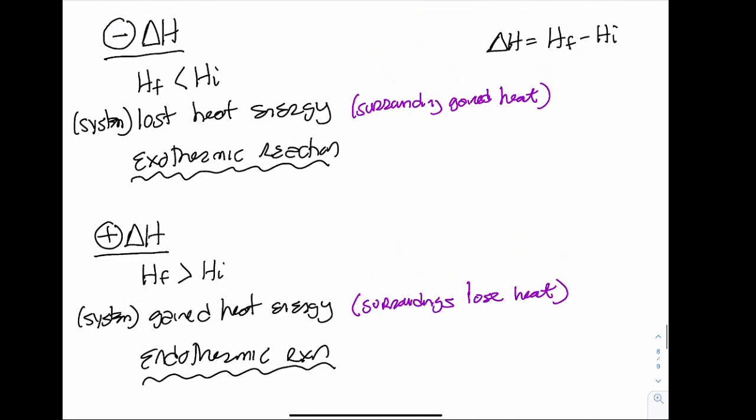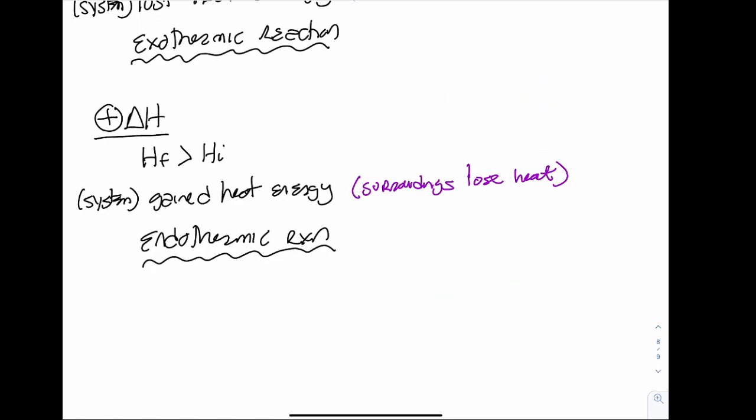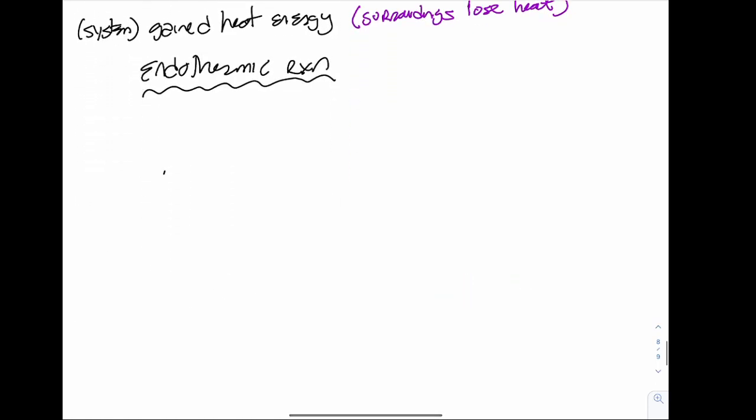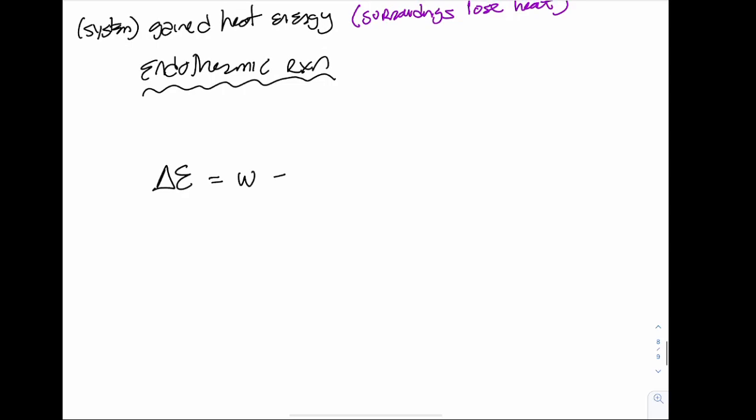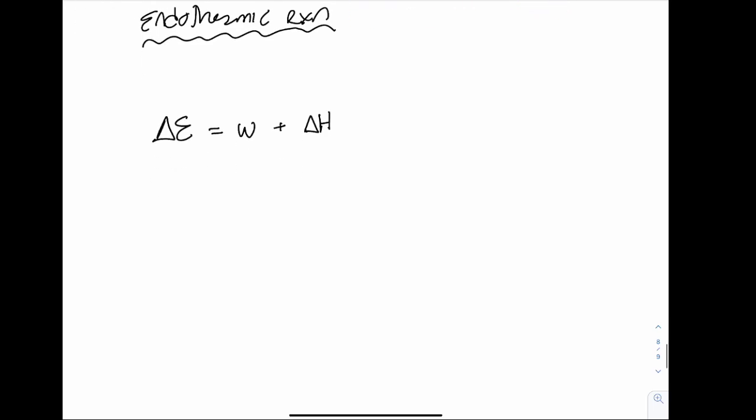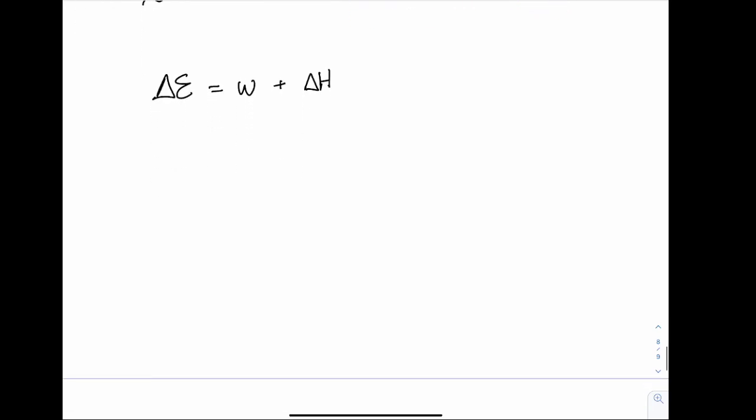So is it a positive enthalpy change? If it is, it gained heat energy. Is it a negative enthalpy change? If it is, it lost heat energy. We could substitute my enthalpy change into my equation for total energy. So my total energy change is equal to work plus my enthalpy change. So instead of putting Q there, we could put our enthalpy change. And then I could ask similar questions to what I did in the first video, but using endothermic and exothermic.